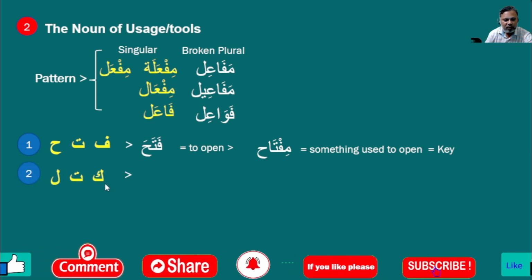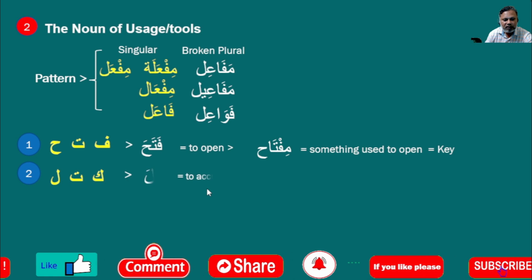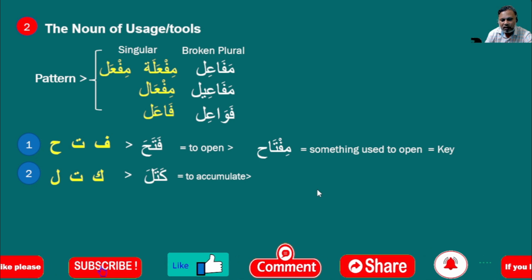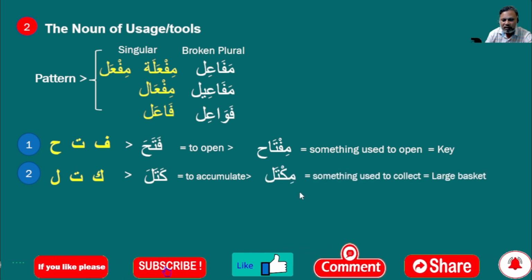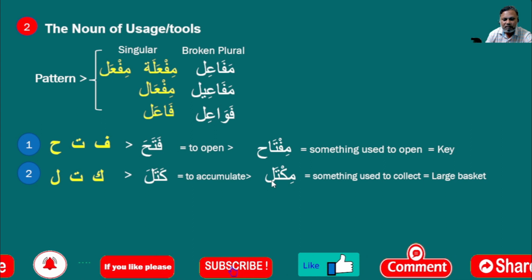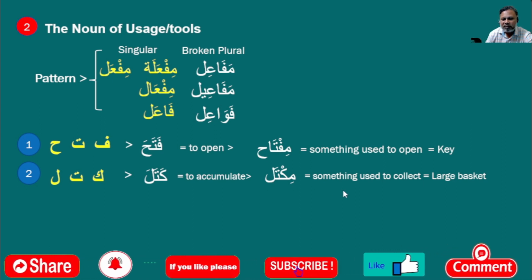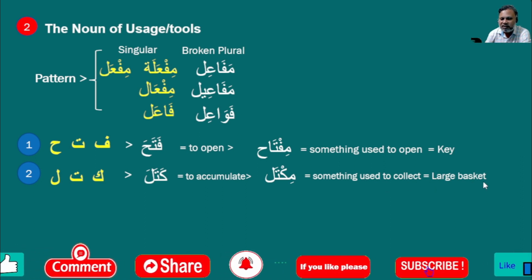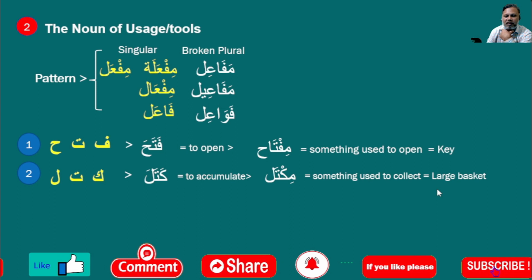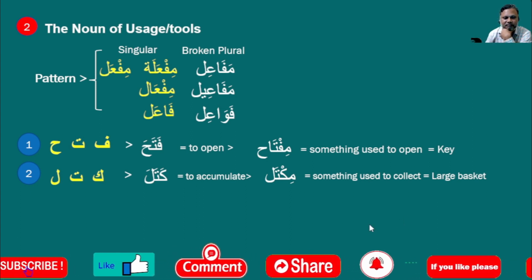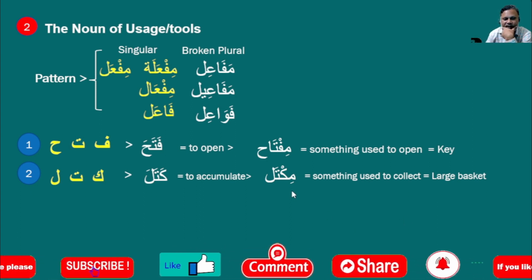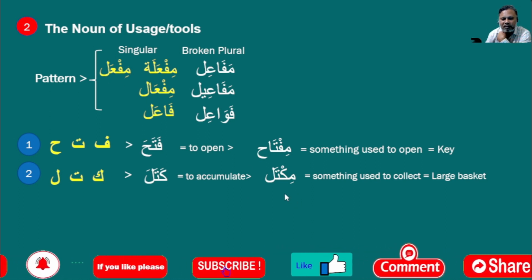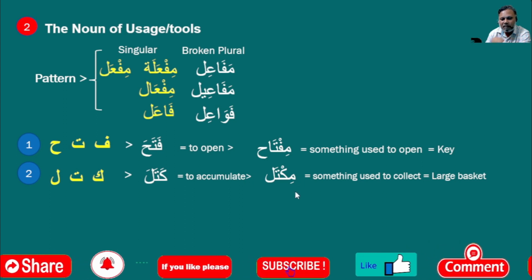Number 2 example, kaf, ta, and lam. We can get katala, which means to accumulate, and we can get miktalun. Miktalun means something used to collect, a large basket. It is a tool. A large basket is a tool to collect or accumulate some materials. So miktalun follows the pattern mif'alun, and miktalun is the noun.